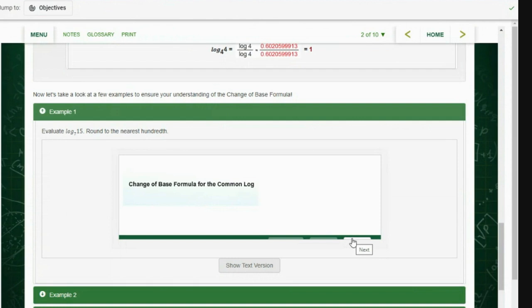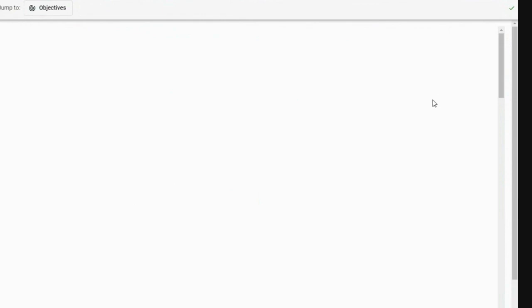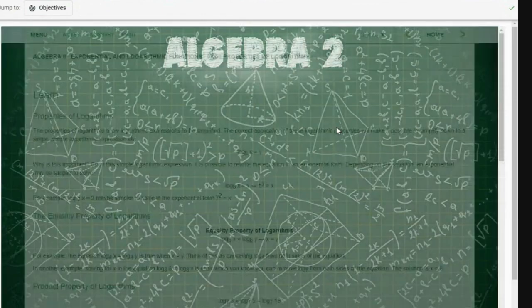It's hard to see it, but there's a little next button down there. Evaluate log 7 of 15, round to the nearest hundredth. Tenths, hundredths, that's 2 decimals. So change a base. Log 15 divided by log 7. Put that in the calculator. So I go through those examples. So those 3 examples are there. If you need to go back and review that, please do, because again, we don't do logarithms very much.